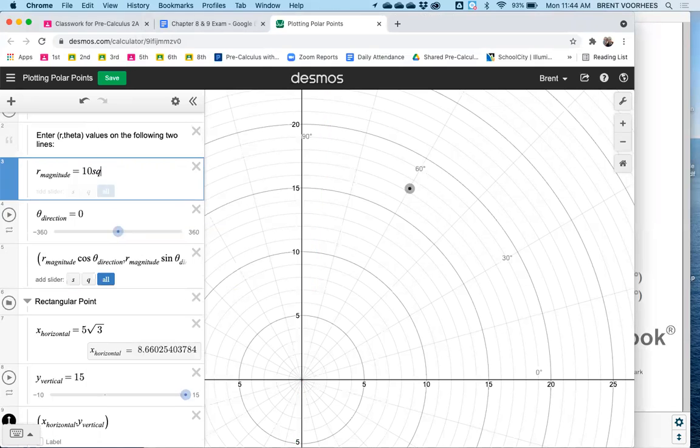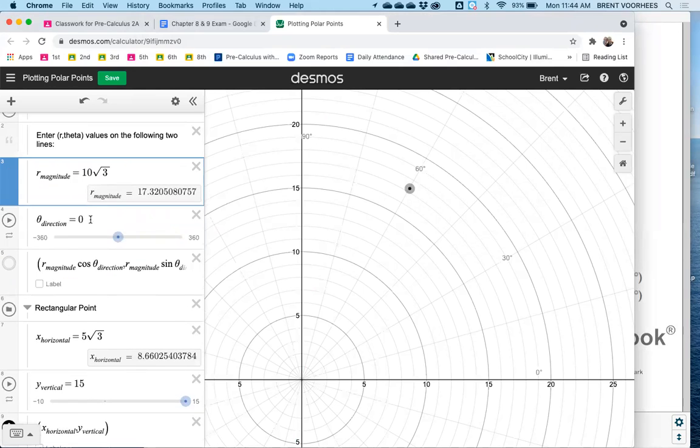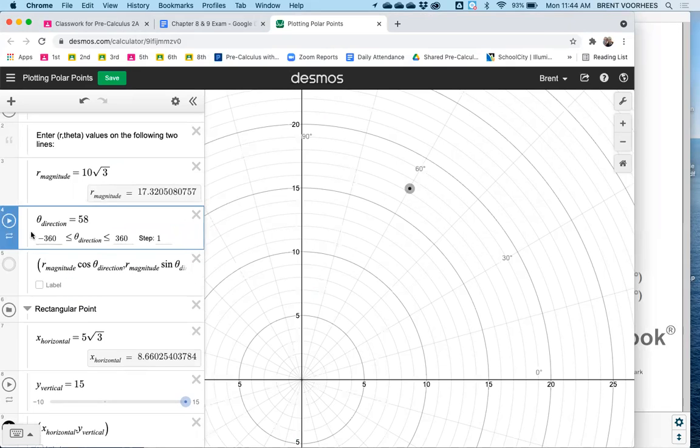What happened here? 10 square root of 3. The angle, and I'll put 58 so you can see it. I turn it on. You can see that there's a point. I put 58 degrees so you can see as I go 59, it gets a little closer. 60 is the actual angle.